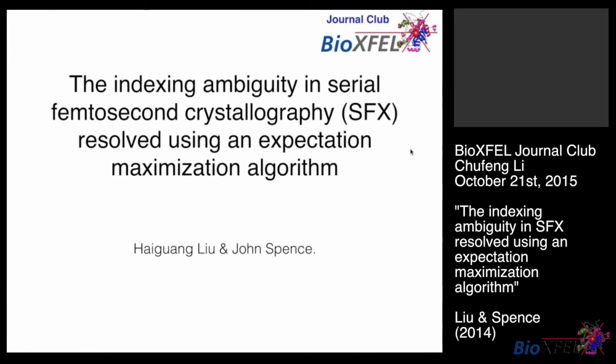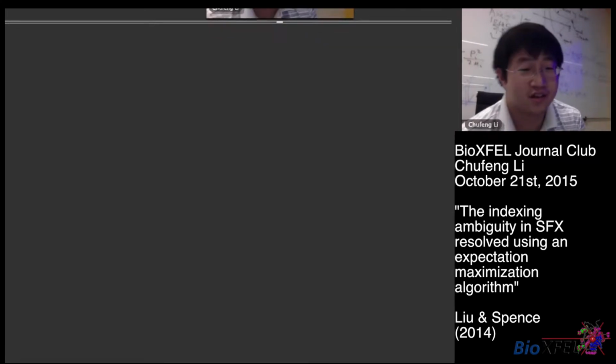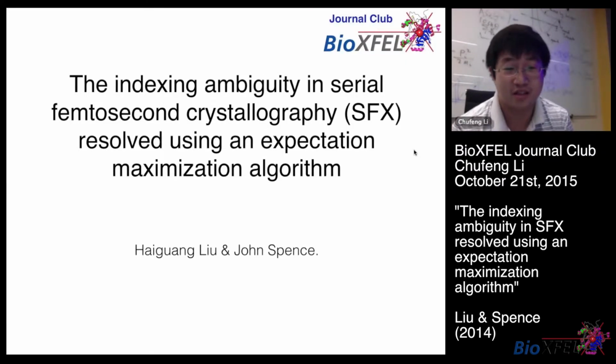Okay, so the topic is the indexing ambiguity in serial femtosecond crystallography, SFX, resolved using the expectation maximization algorithm. This work was done by Haibong Liu and John Spence.